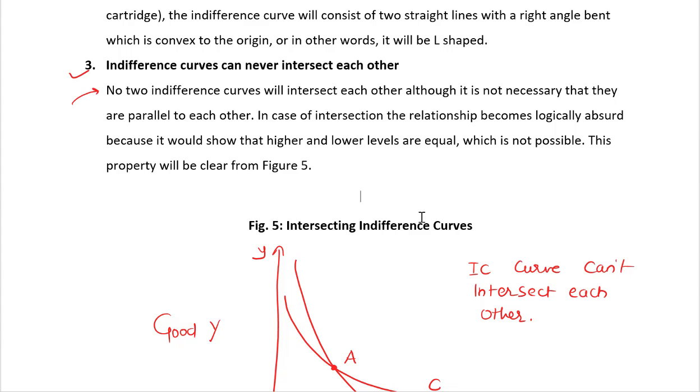Just see the text. No two different IC curves will intersect each other, although it is not necessary that they are parallel to each other. In case of intersection, the relationship becomes logically absurd because it would show the higher and lower levels are equal. And in an IC curve, I told you the higher the IC curve, the more will be the level of satisfaction. So in this case, it is not possible because there is an intersection. So intersection is not possible at all.